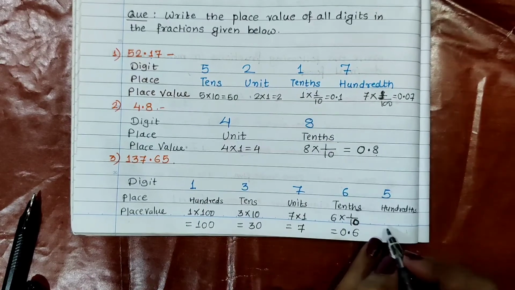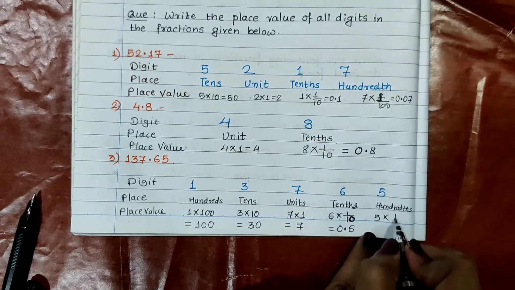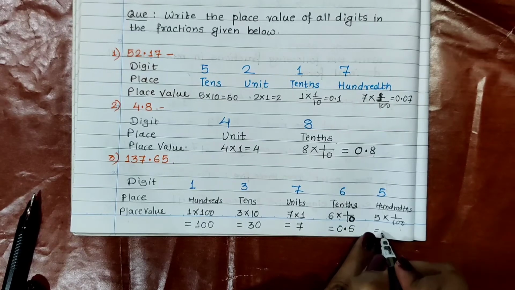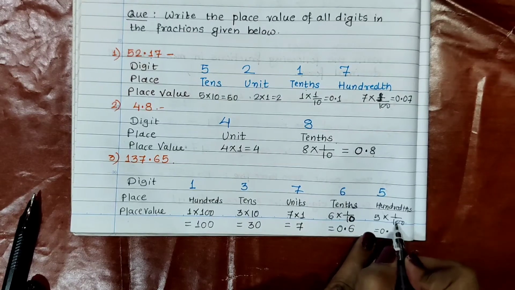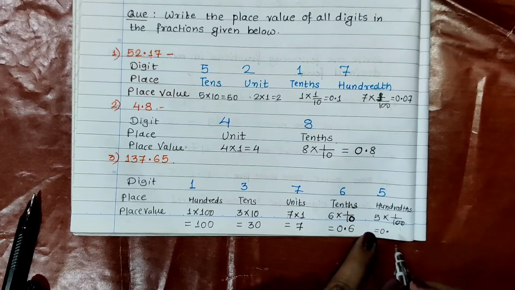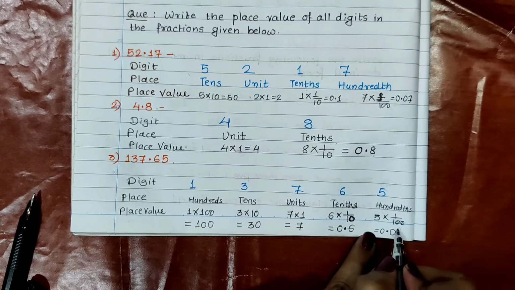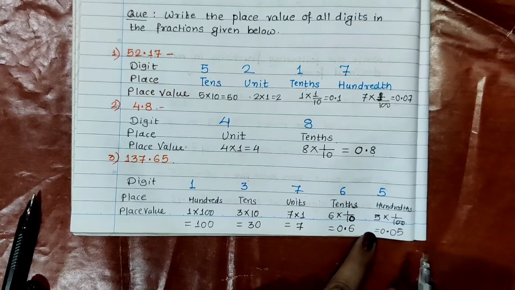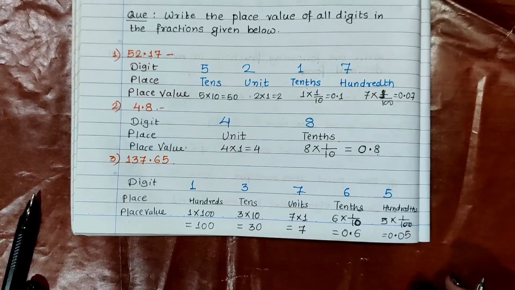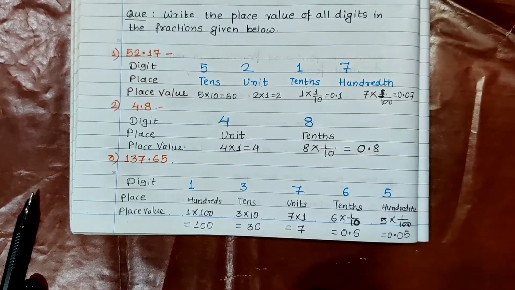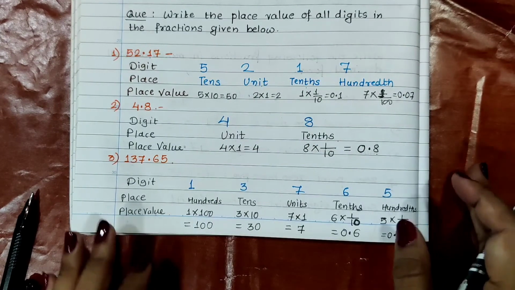Now 5 into 1 upon 100. Hundredths means 5 into 1 upon 100. So after the decimal point, how many digits? 2 zeros means 2 digits. So 5 is a single digit. 1 digit is there, so we have to write it as 0.05. 2 digits should be there after the decimal point on the right hand side. In this way you have to complete this question.